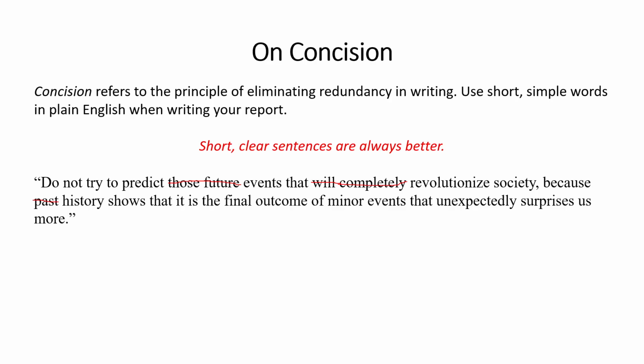"Shows that it is the final outcome." Outcomes are already fairly final, so let's get rid of "final." "The outcome of minor events that unexpectedly surprises us more." Unexpectedly and surprise: if you're surprised, you wouldn't be surprised if you were expecting it. So let's just get rid of "unexpectedly." And actually, maybe it shows that it is the outcome of minor events. You know what? Let's even get rid of "outcome." Let's just make it "minor events," because they never really said "outcome of those future events" over here. So that's just final outcome. It is minor events that surprise us more. "Surprise," no S.